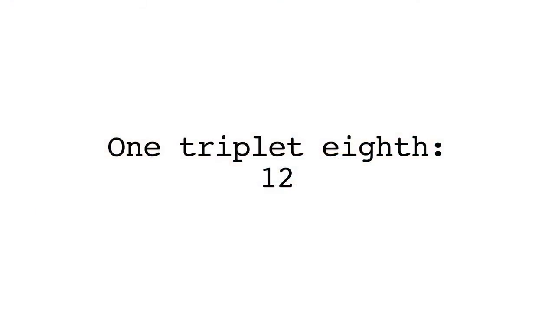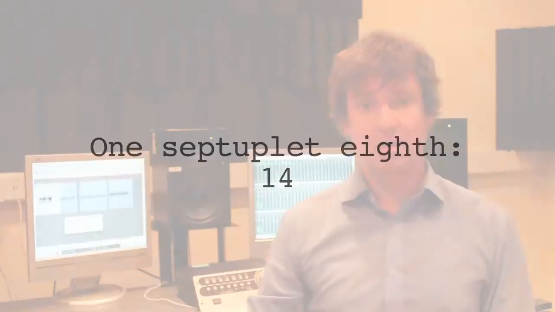Simple tuplets can be represented numerically as well, simply by writing the division of a whole note. So for instance, there are 12 triplet eighth notes in a whole, so one triplet eighth would be the number 12. Similarly, a septuplet 16th note would be 28, or a septuplet eighth note would be 14.